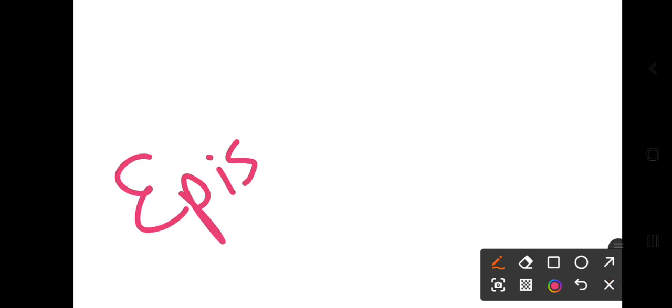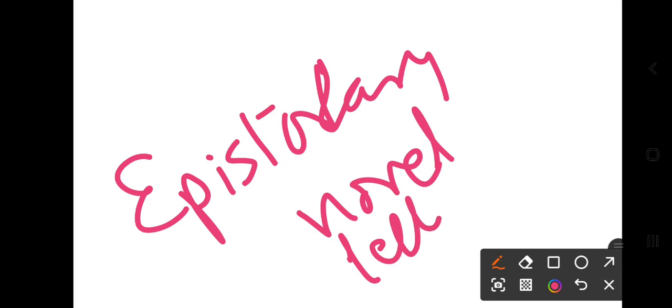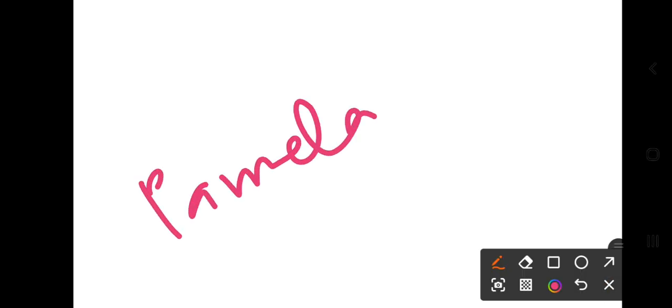This is the epistolary novel, right? An epistolary novel means everything moves, the plot moves with the help of letters. So who writes letters? Pamela writes letters to her parents, right?